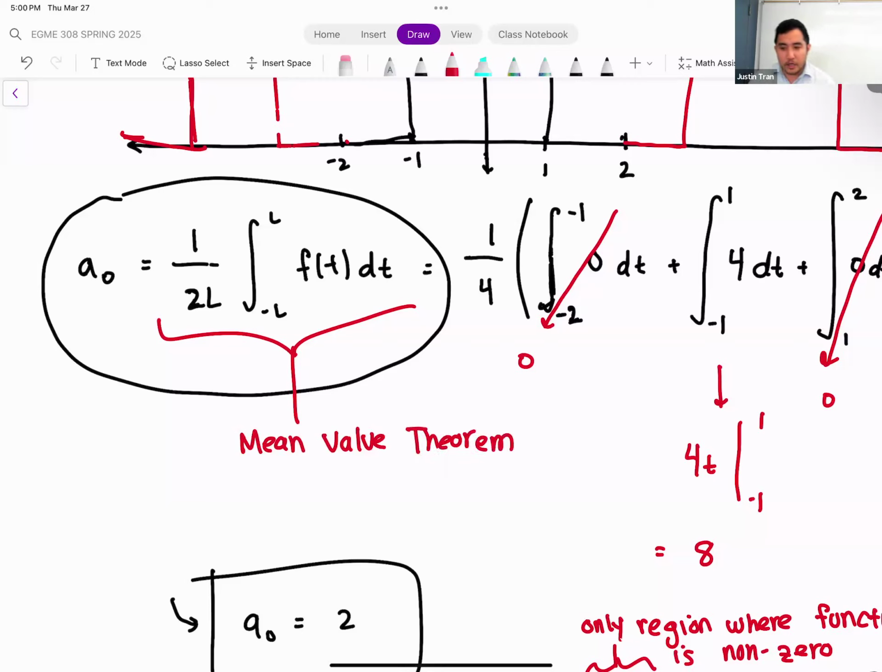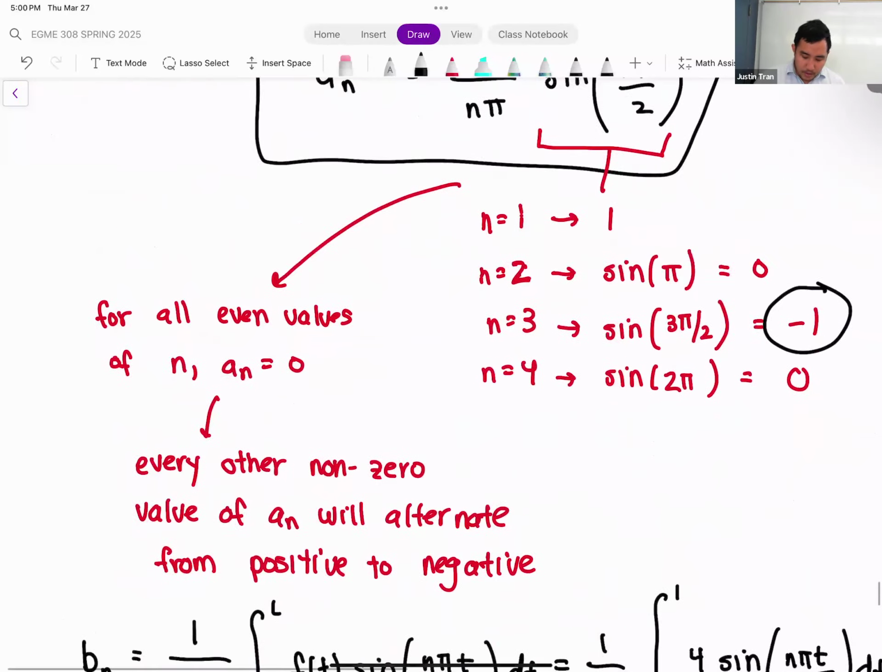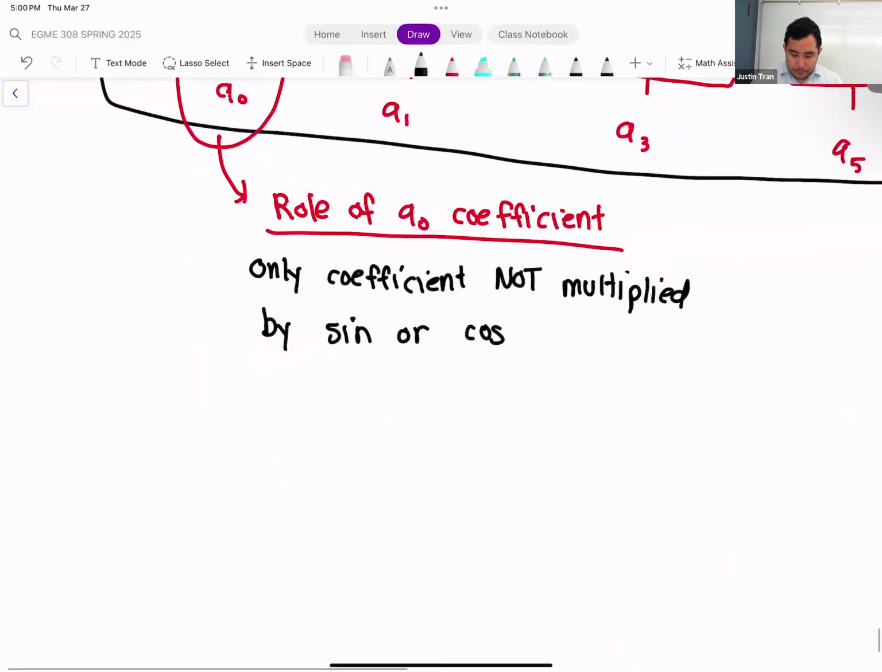Meaning that when you perform this calculation, the integral of a function over a set interval divided by the interval, the result is going to give you the average value of that function within that interval. And so that gives us some new light on what the A0 coefficient represents. One way that you can see it is that it is nothing more than just the average value of our function across one period.